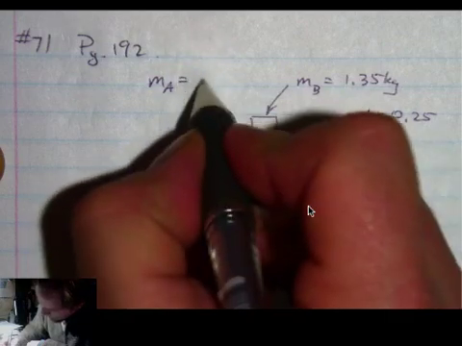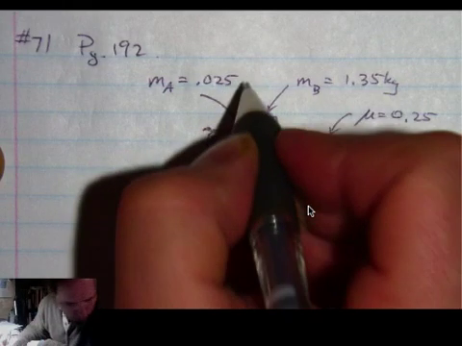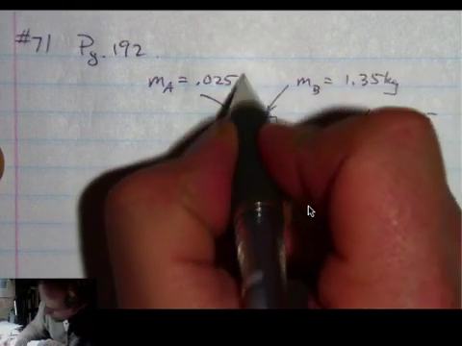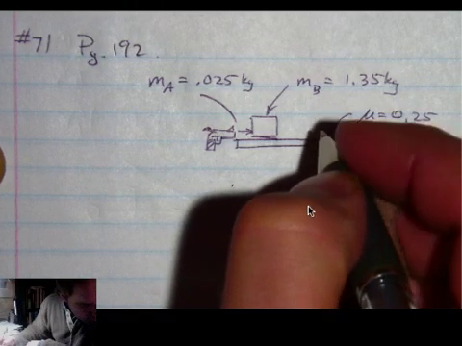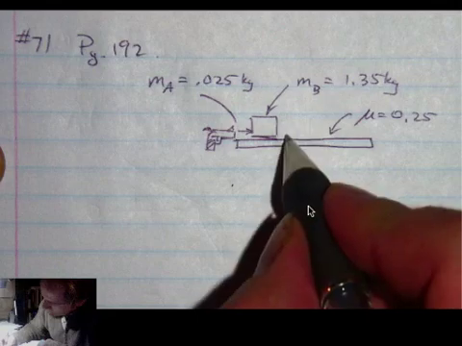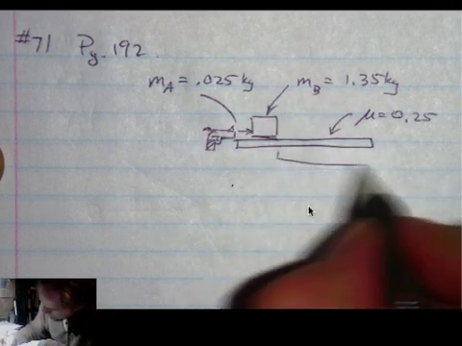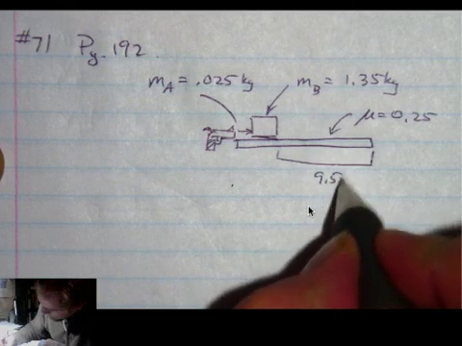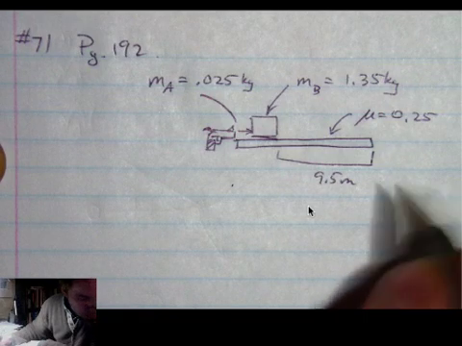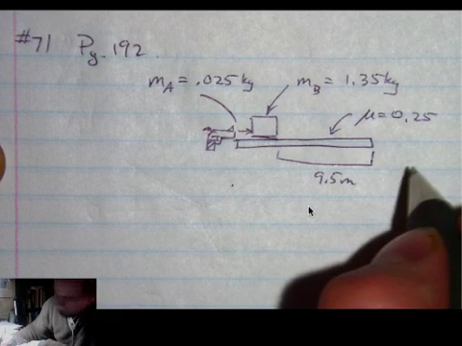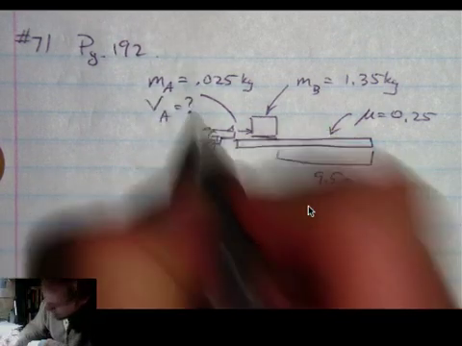which right away I'll convert to 0.025 kilograms. And it tells me that the combination after it gets struck slides a distance of 9.5 meters before coming to rest. And the question is what's the muzzle speed of the bullet? In other words, what is VA equal to?